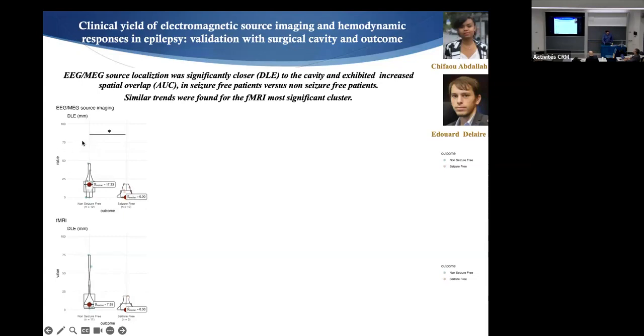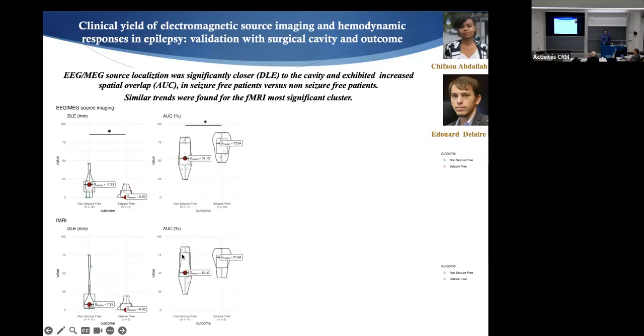So here it's the dipole, the distance localization error. How far was our localization from the cavity? And you can see that for seizure-free, as expected, the distance was lower. Indeed, we have a lot of zeros, so a lot of localizations were in the cavity. And it did not reach a significant threshold, but there is a similar pattern with fMRI.